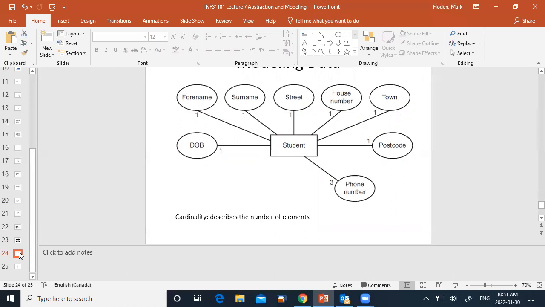In this kind of model, we have this idea of cardinality, which is the relationship in numbers between any entity and its properties. So we have a student, and we notice that each student has one date of birth, right? You're only born on one day. You can't be born on more than one day. Every student has a name, they have one first name, then they might have a couple more. Each student lives in one street, has one house number, in one town, in one postcode, but each student might have three phone numbers. Could be, I suppose.